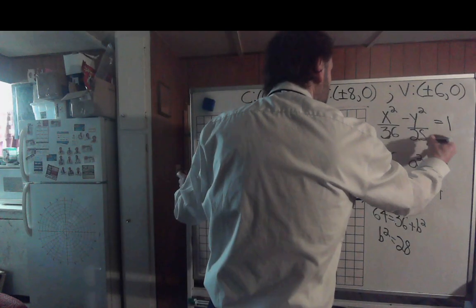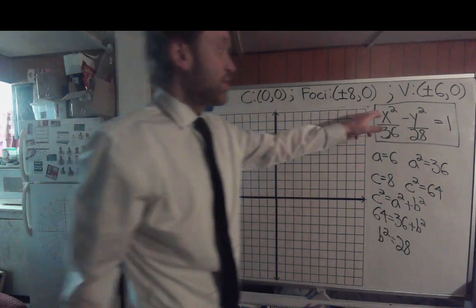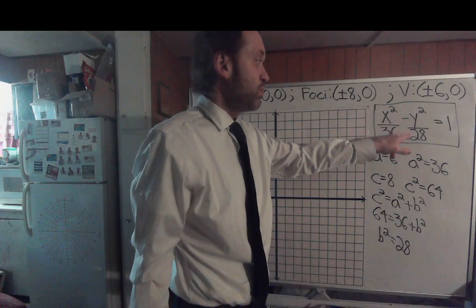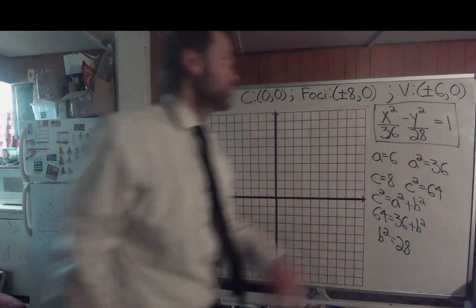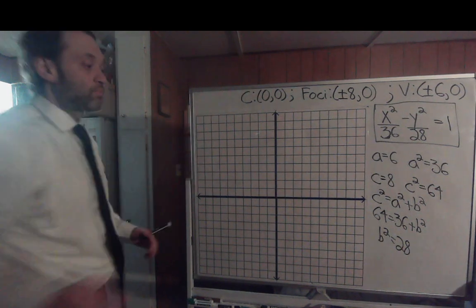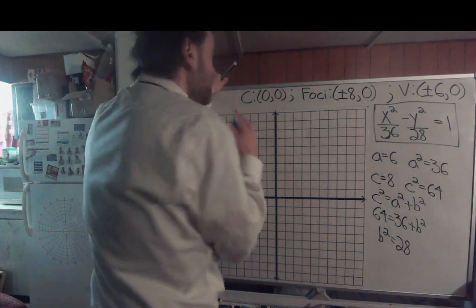That'll go right below your y squared. So the equation you should get for this would be x squared divided by 36 minus y squared over 28 equals 1. All right.